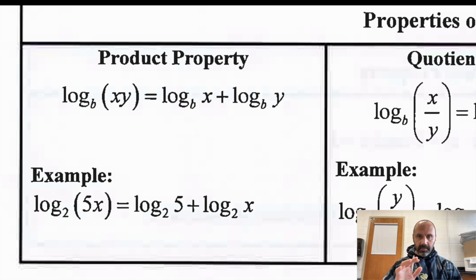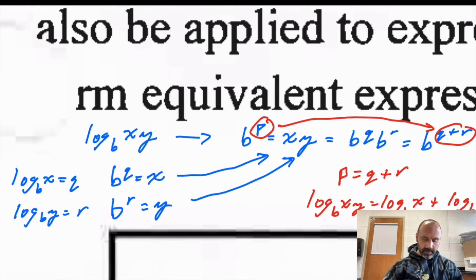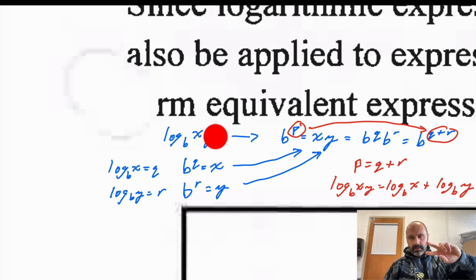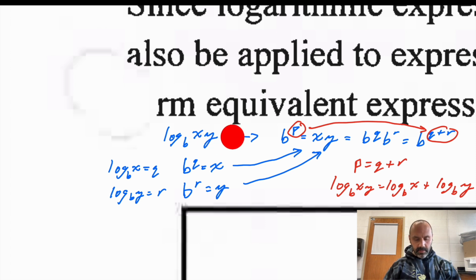Now, I kind of wrote out an explanation. Maybe this will help you understand. If it works for you, great. If not, you can skip this. But here's the explanation. If we have log base b of x times y, what does that mean? Remember, think of this in terms of the exponential version. That means b to some power is xy. So b to the p power equals xy. I'm saying log base b of xy is p.